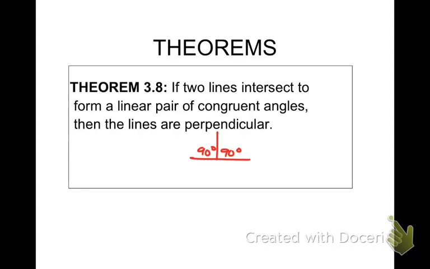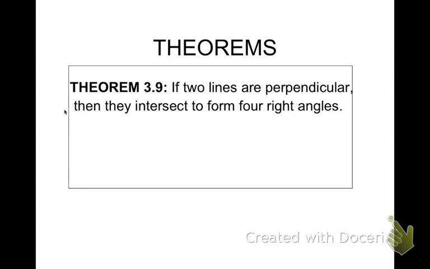Then the lines are perpendicular. Okay, next one. If two lines are perpendicular, then they intersect to form 4 right angles.